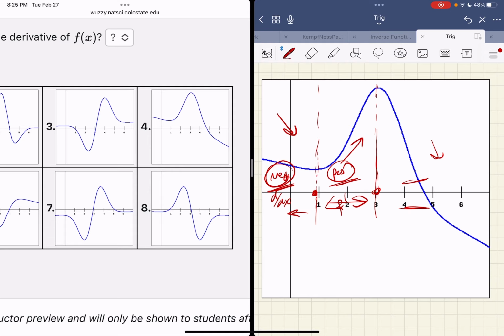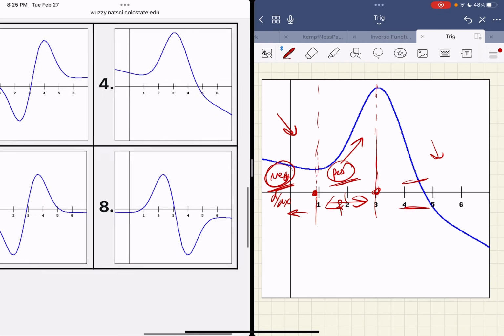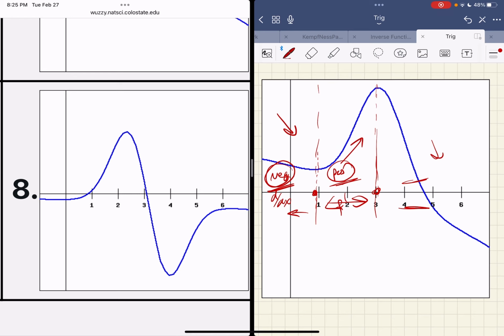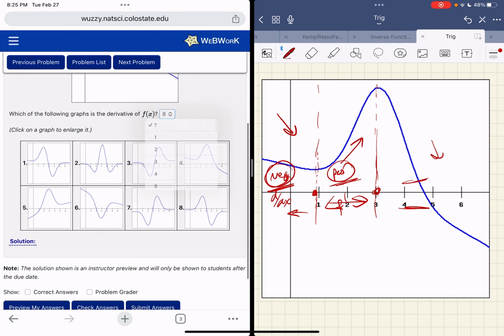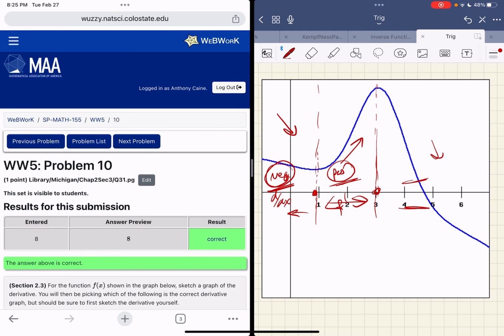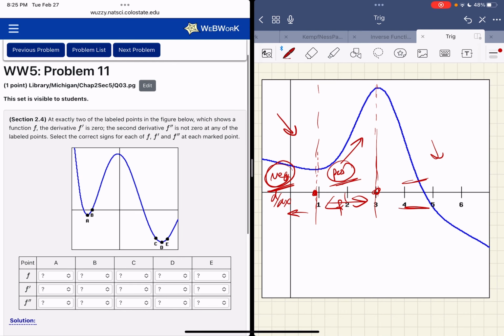It's 8. Notice the y values on 8 are negative to the left of 1. They're positive between 1 and 3, and then they're negative to the right of 3. Right? Okay, so that's option 8. Sweet. Next problem. All right, this one's a little bit trickier, a little bit more cumbersome.